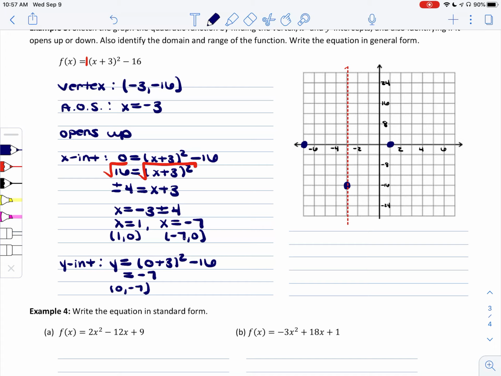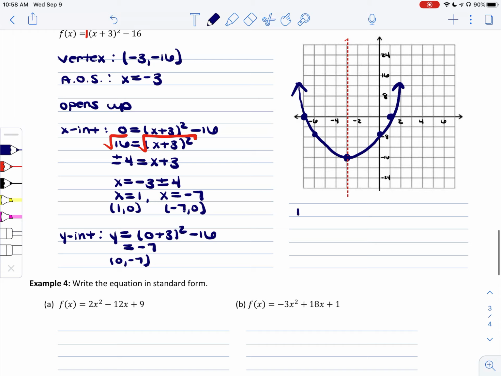And our y-intercept was at (0, -7), somewhere right in there. And then again, we can use symmetry to mirror this point over to get an additional point on the left-hand side. So this y-intercept is 3 units to the right of our axis of symmetry. So if we go 3 units to the left, we'll get an additional point here at (-6, -7). And just plot that point. Right, and then just connect all your points, and we'll have our parabola. Beautiful.